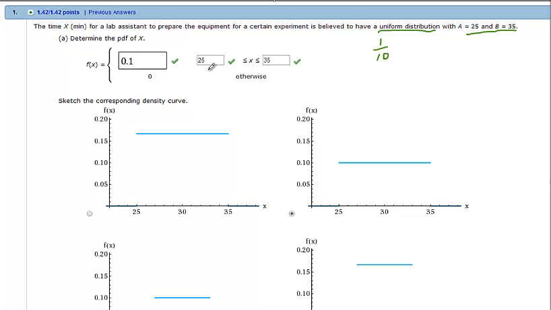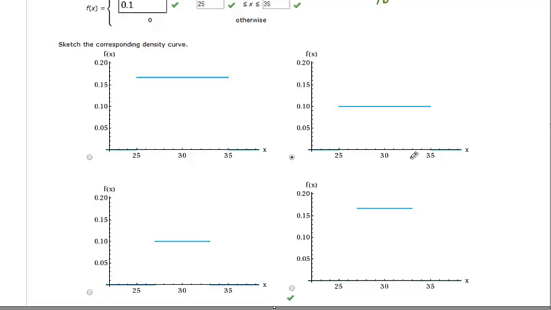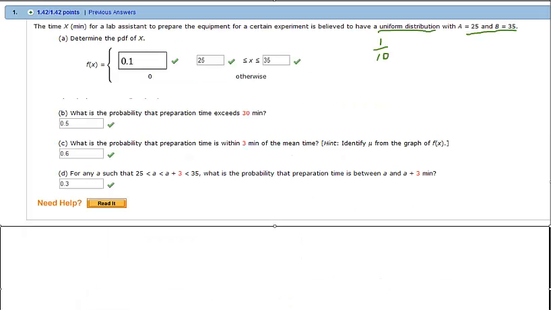And then this lasts anywhere between 25 to 35 minutes, so that is the function itself. Now looking at the graph, I chose the one, of course it's uniform, so it goes straight across. I wanted the one that went straight across at 0.1 and was between 25 and 35 minutes. I went and got the other parts of this problem.